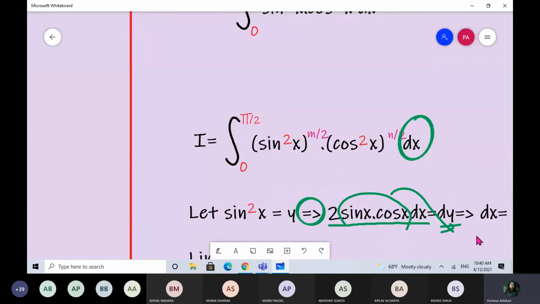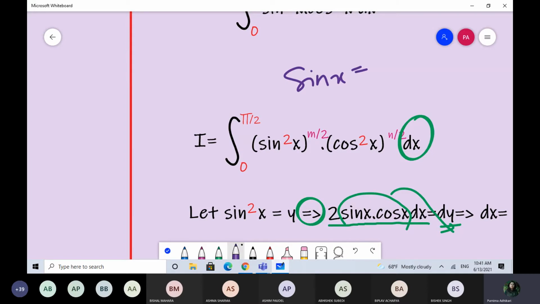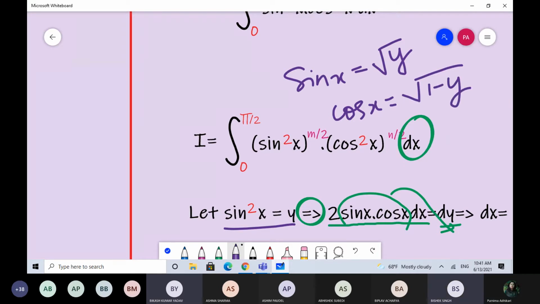So once we have dy on this side, we have to write it in terms of y, isn't it? So what is sin x in terms of y? What is sin x in terms of y? Can you tell me what is cos x in terms of y? Look at this relation. Root y, right? Yes, ma'am. What about cos x? Root of 1 minus y.